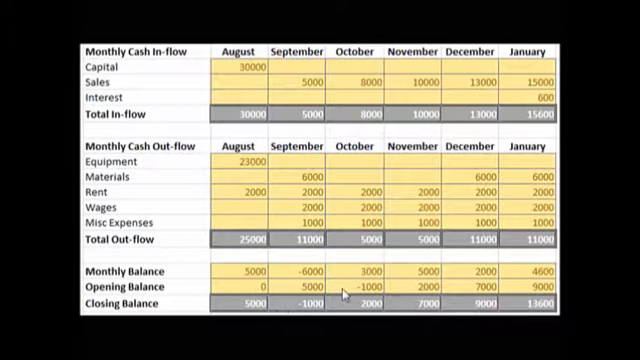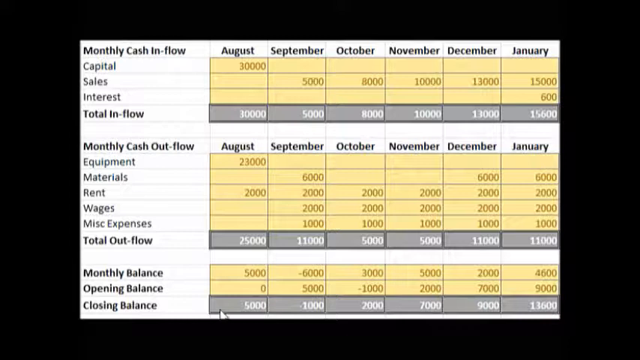For October, our opening balance is minus £1,000, add £3,000, gives a closing balance of £2,000, meaning we now have positive £2,000 in our bank account of cash ready to use. For November, we have opening balance of £2,000, add £5,000, give a closing balance of £7,000. For December, the opening balance is £7,000, add £2,000, give a closing balance of £9,000. And for January, opening balance is £9,000, add the monthly balance of £4,600, gives a closing balance of £13,600.